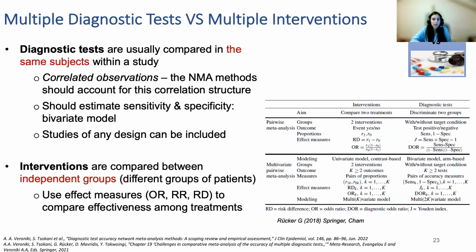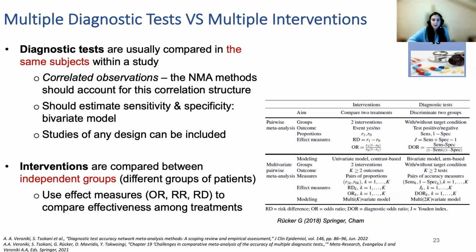And the answer to such a question is threefold. First of all, diagnostic test accuracy studies focus, as we saw before, on two quantities: sensitivity and specificity. So the models that are going to be used should account for both of them, including their correlation and the trade-off due to the threshold effect.